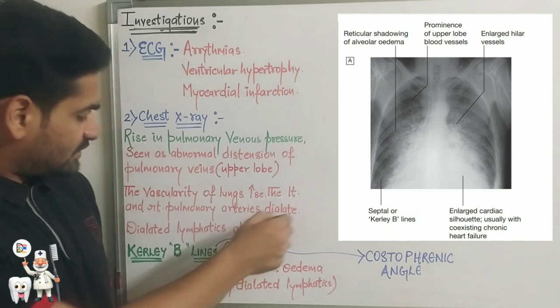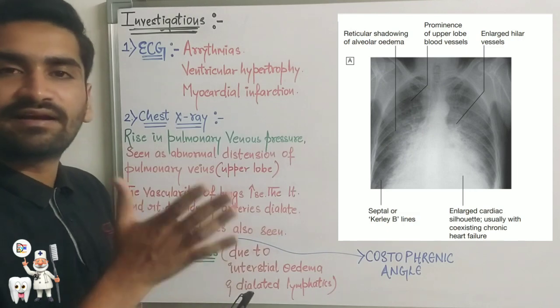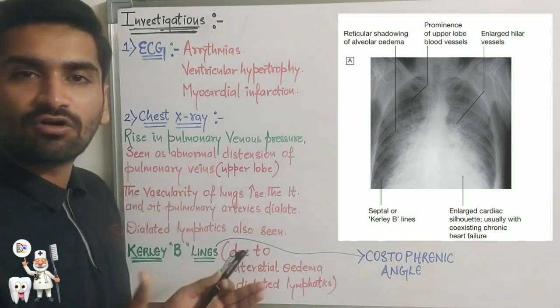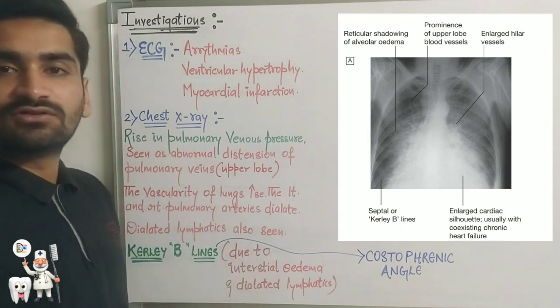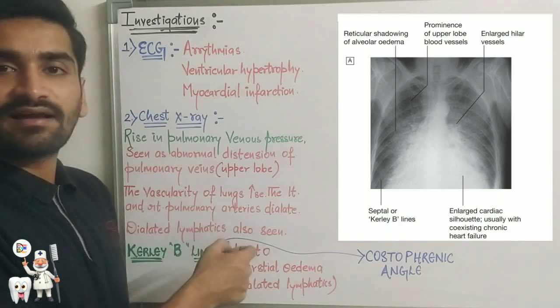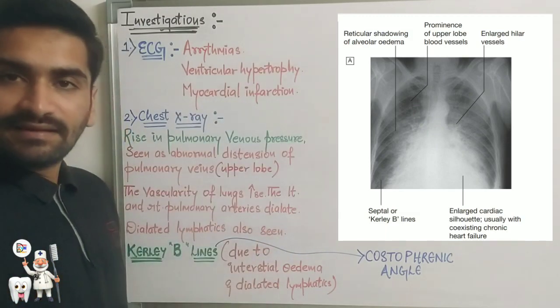In this condition, the left and right pulmonary arteries dilate. The left and right pulmonary arteries are going to dilate. Dilated lymphatics are also seen. The hilar lymphatics will also appear dilated.